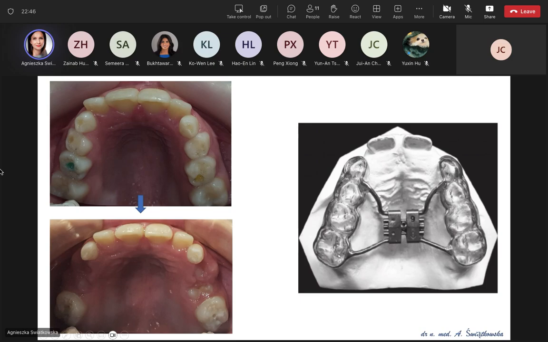When I remove this appliance, I remove it with a few deciduous teeth. It's a normal situation because if we treat the patient with milk dentition, very often we observe faster resorption of the root of these deciduous teeth. If we have patients with mixed dentition, very often, if we use Hyrax, we use an acrylic splint from canine to first molar.